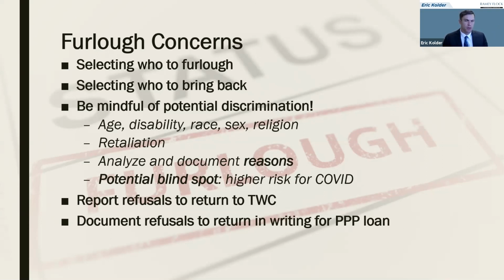But keep this in mind too. This is what I mentioned at the beginning. This is a blind spot, because if you're saying, well, we're going to ask people to come back from furlough and we're going to ask people who are at lower risk of COVID, well, that sort of makes sense, but what's going to happen? Possibly ADA disability discrimination, possibly age discrimination, possibly sex discrimination. So you may be thinking lower risk, but those demographics are protected. So be very mindful of that. You don't want to select people to return from furlough in a way that's going to be discriminatory.